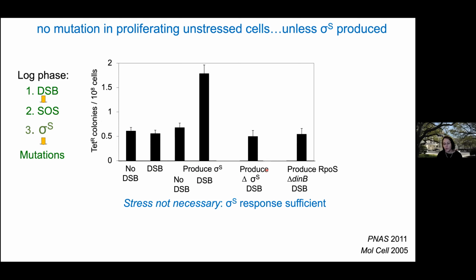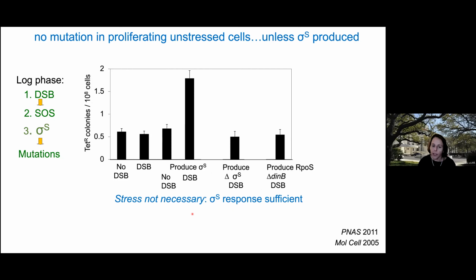This I wanted to show you because what it says is that it's not really the stress itself that makes this happen. You can take unstressed cells; it is the stress response, the sigma S regulon, which encodes hundreds of proteins. Okay, so stress is not necessary. The stress response is really what does it.